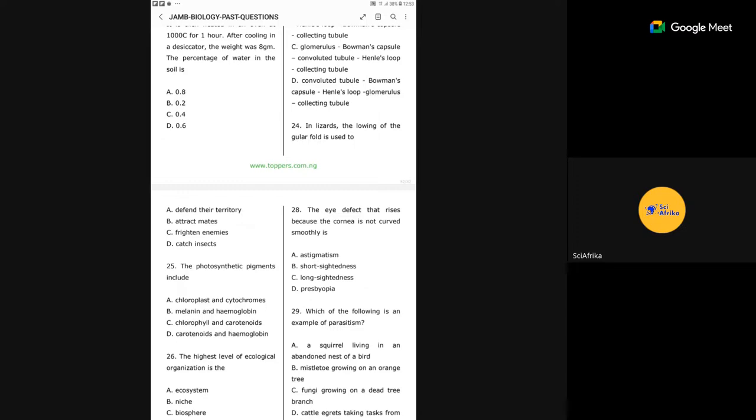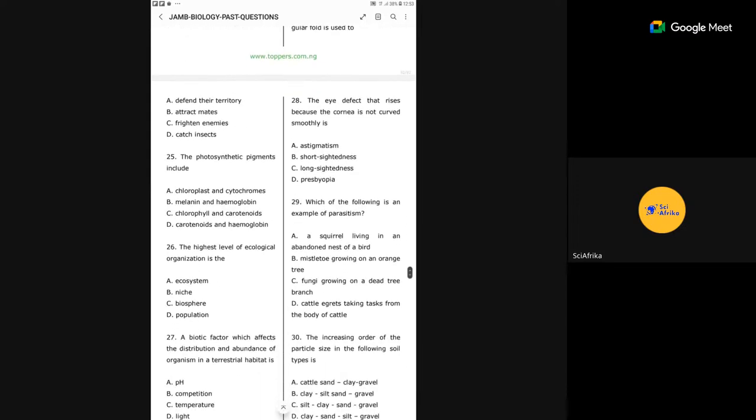That's lowering. It goes down the animal. So it's a way of frightening the enemies. So the answer to that question is option C, frightening enemies. We'll go to 25.